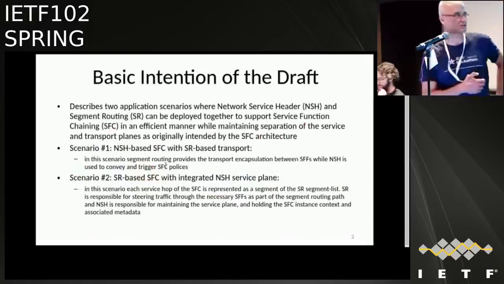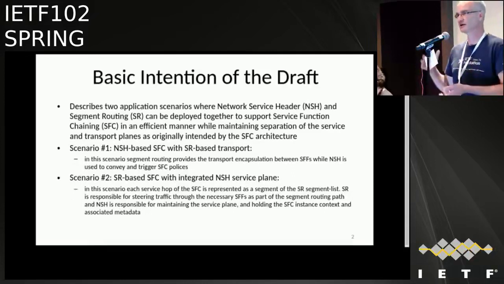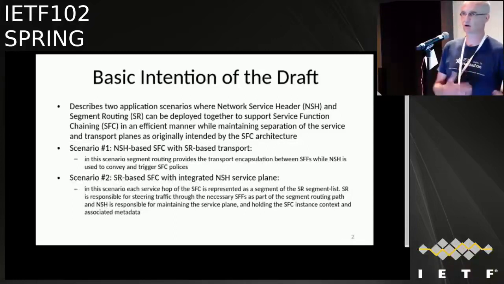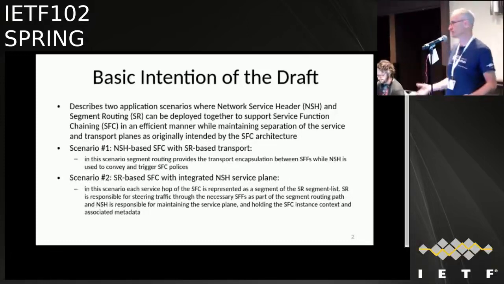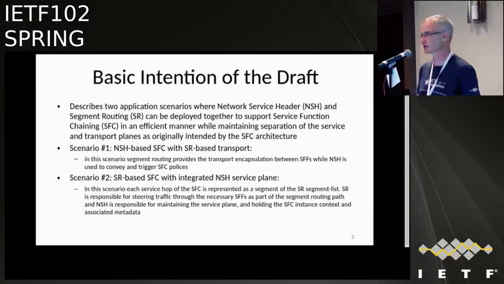So the basic intentions of this draft were, I felt there was a lot of confusion between the work that we've been doing in the SFC working group for service chaining and some proposals that have been put forward for segment routing to do service chaining. And I heard a lot of talk about, well, they're competing technologies, but the reality is they're really not. They're complementary. So what I wanted to do was basically describe two application scenarios that show how the network service header that we've been developing in the SFC working group can actually work together with segment routing. And basically what we wanted to do was maintain the original intent of the SFC architecture, which was to separate the service plane from the transport.